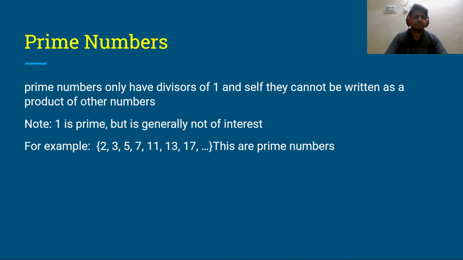First, we are going to see about prime numbers. Prime numbers only have divisors of 1 and self. They can't be written as a product of other numbers.